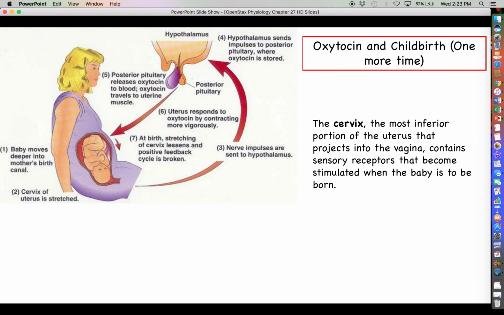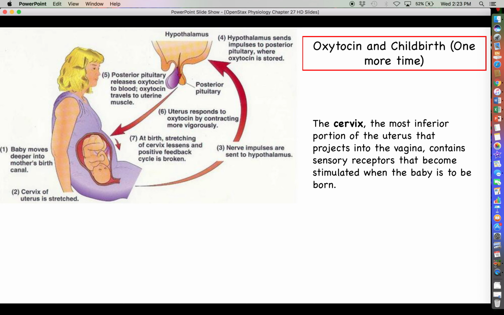And then finally, if we look at oxytocin and the childbirth process one more time, even though we've looked at it several times, now that we've talked about some of these specific events in the female reproductive system, we can kind of bring everything full circle here. So the cervix, which is the most inferior portion of the uterus that projects into the vagina, this, as we said before, contains those sensory receptors that sense the pressure that the baby about to be born places on the cervix as it starts to descend into the birth canal.